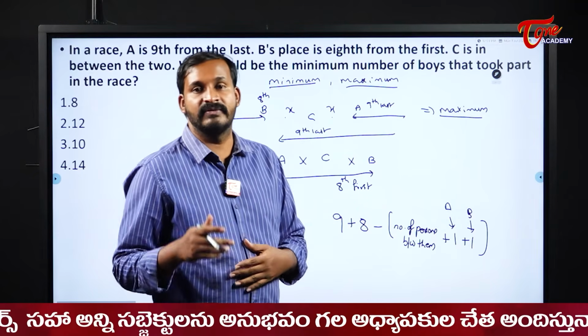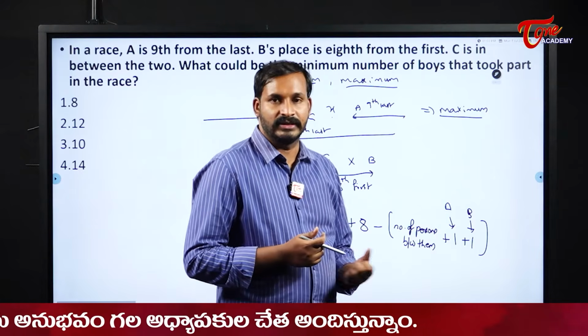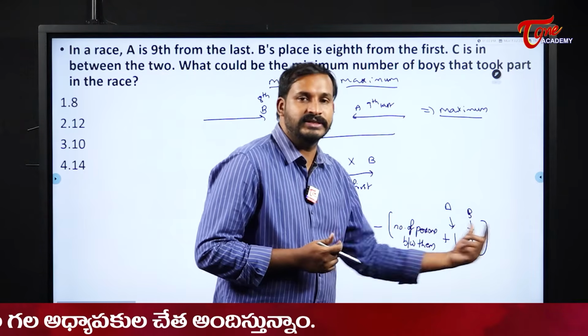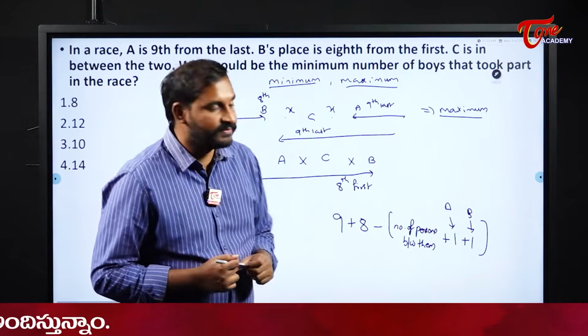Sometimes, in some cases, there will be 4 persons or 5 persons. In that case, what will I do? 5 plus 1 plus 1. If there are 6 persons, 6 plus 1 plus 1. If there are 8 persons, 8 plus 1 plus 1. So the number of persons between them is very, very important.